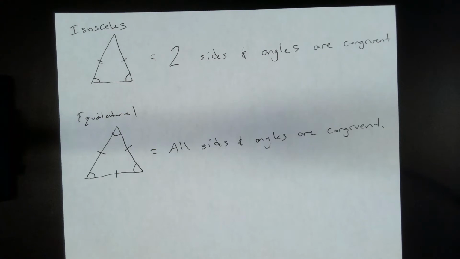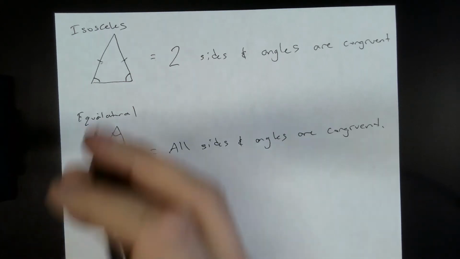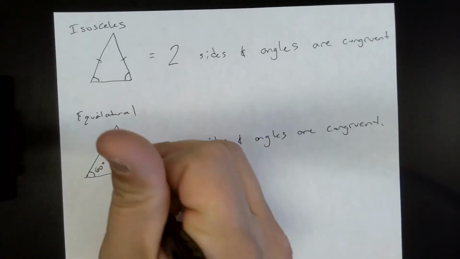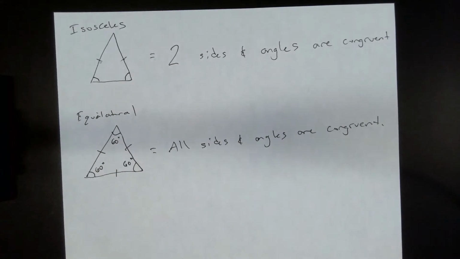So inside of an equilateral triangle, what's the measure of each angle? No matter what, equilateral triangles have to have angles that are 60 degrees. Now there's no other option, right? Because they have to be the same and they have to add up to be 180. So they have to be 60 degrees. So an equilateral triangle's angles are always 60 degrees. Alright, any questions so far?